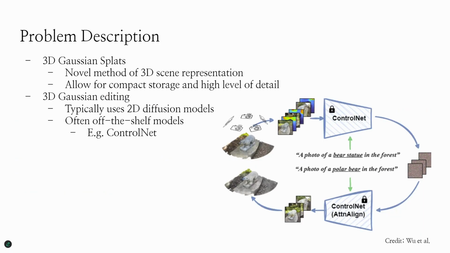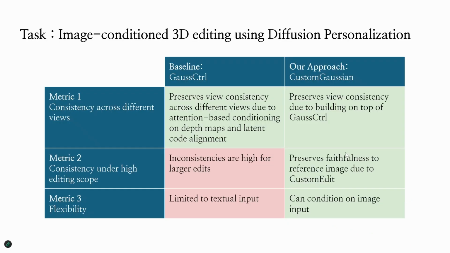To quickly frame our work, 3D Gaussian splats are a novel method of 3D scene representation that allow for compact storage and high levels of detail, and methods have recently allowed for consistent text-driven edits to these scenes, but they don't allow you to introduce a custom subject in the way that Wonsik has proposed, which leads to degraded quality and differences in detail from the desired result. Our approach replaces the text-based editing pipeline in GaussCtrl with image-based editing in our custom edit model.